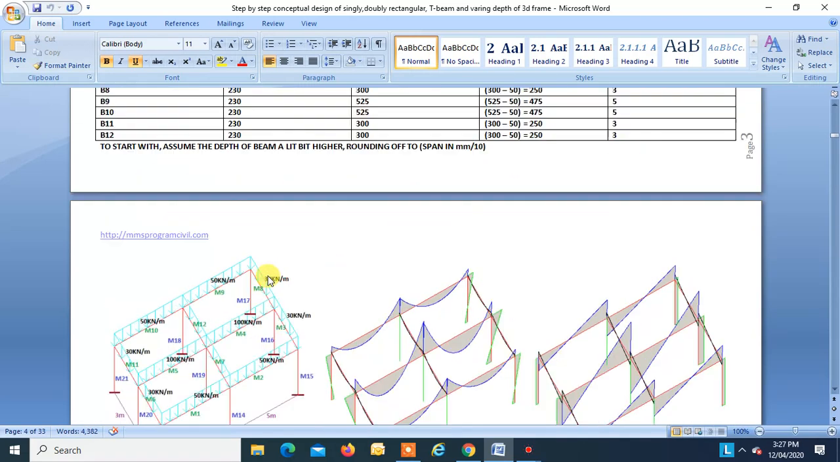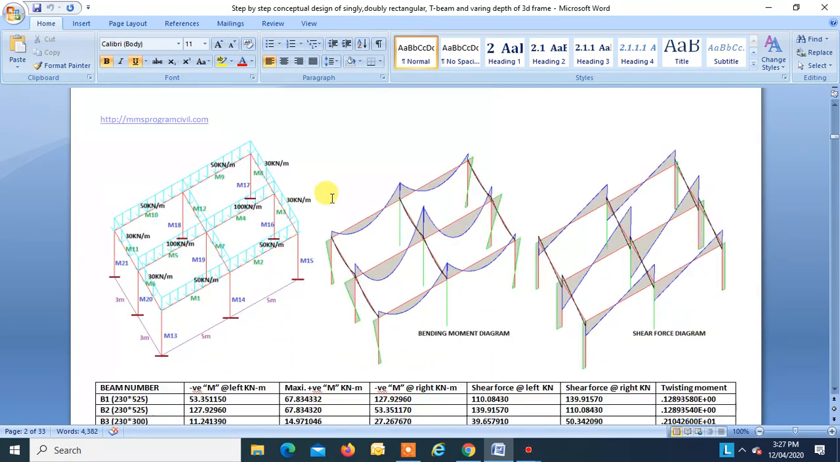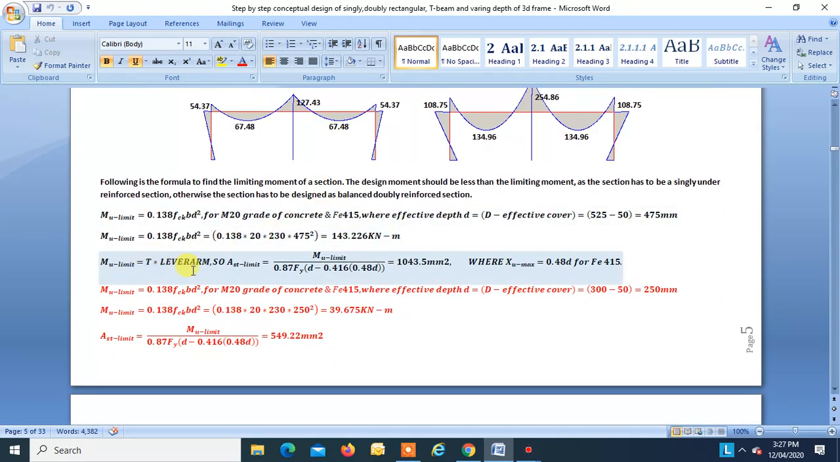Now, once you know MU limit, MU limit is equal to T into lever arm. Simple from the statics. Force T into lever arm is equal to MUR, that is the moment of resistance of this section, right? T is equal to 0.87 Fy AST, we know that, and this is lever arm. This lever arm is D minus 0.416 XU. XU is the depth of the neutral axis. So from that we get this formula: AST limit is equal to MU limit divided by 0.87 Fy into lever arm, this is D minus 0.416 XU. For a balanced section, XU is equal to 0.48 D for Fe415. So this is how we get the limiting moment.